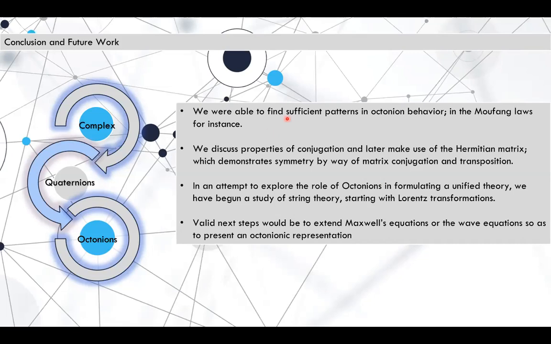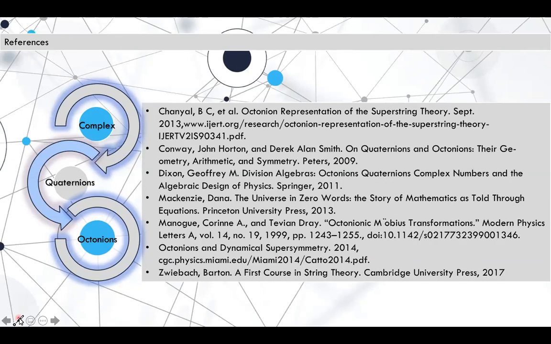We analyze the properties of the octonions because of the relationship between the symmetries of normed division algebras and supersymmetric theories. Although the octonions lack associativity and commutativity, we were able to find sufficient patterns in their behavior in the Moufang laws, for instance. And we did focus on Lorentz transformations here, but Maxwell's equations and the wave equations are good areas that we can extend to present to an analytic representation. These are the references that we used.